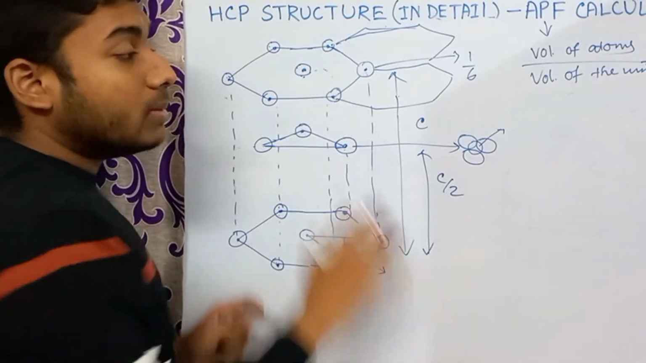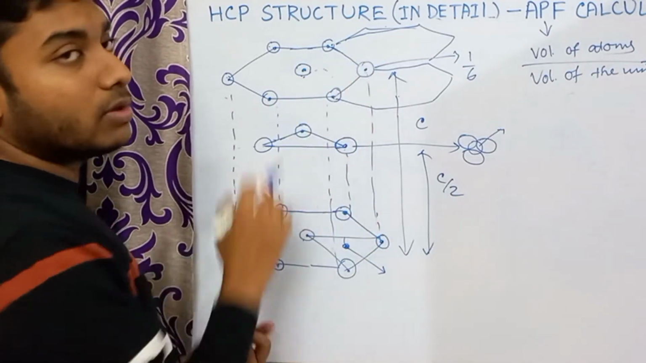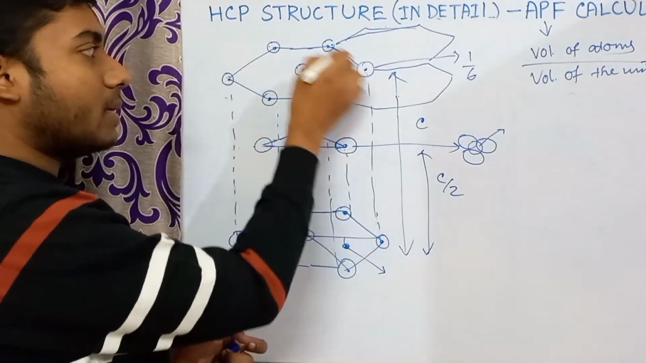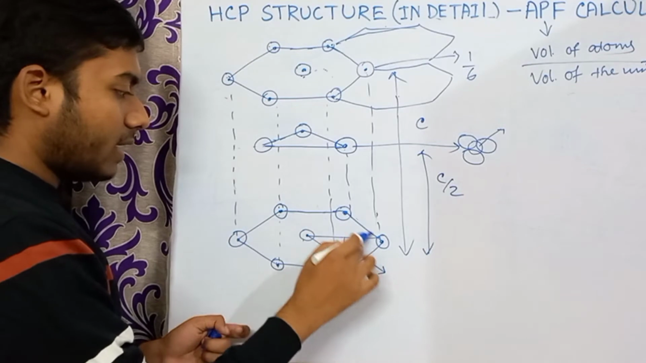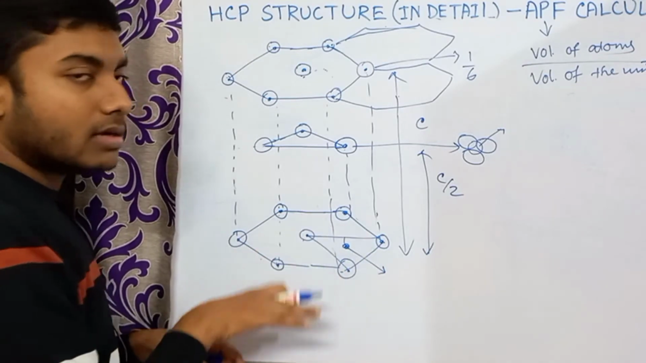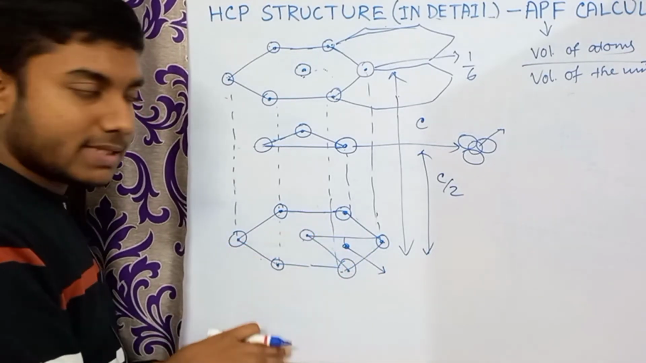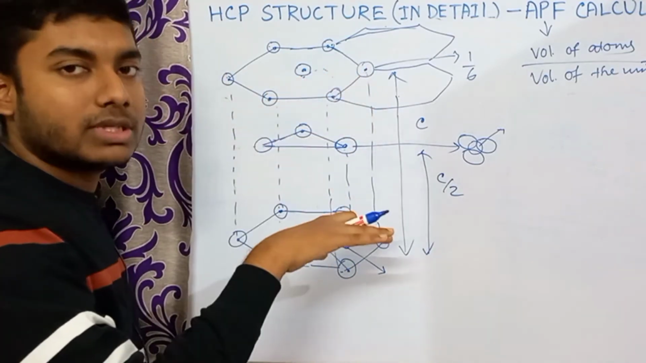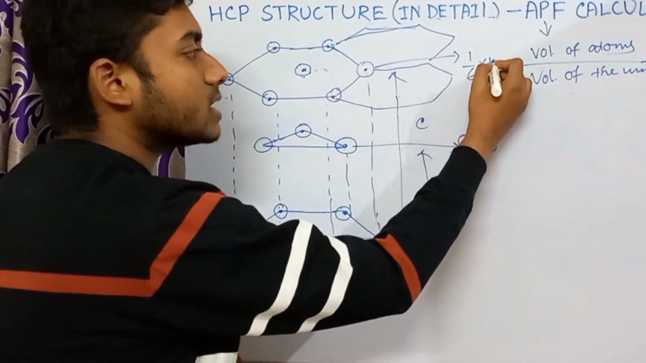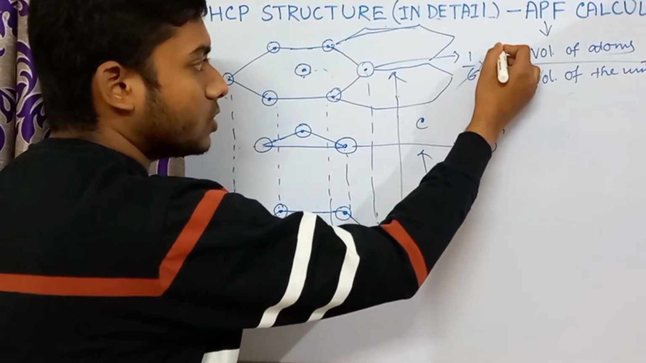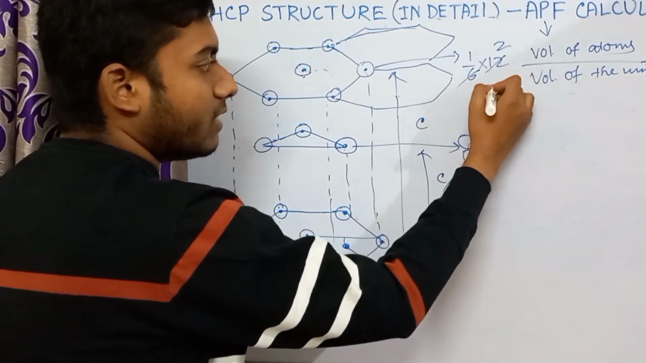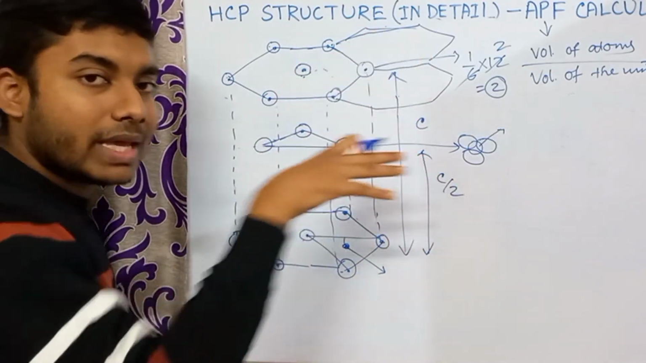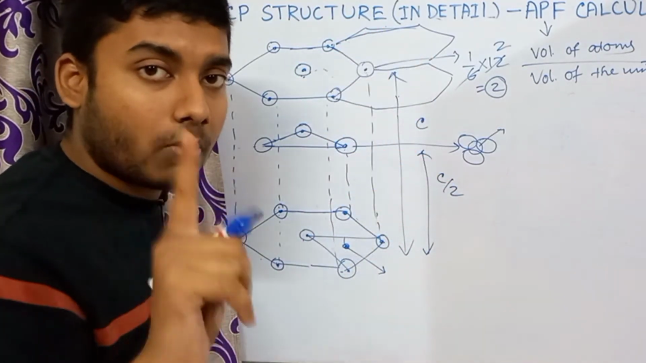Now what will be the total number of atoms of this type? Here it is 6 in the upper plane, and the number of atoms like this is 6 in the lower plane, that is in the base. So the total number of atoms like this is 12 in a unit cell. So we just have to multiply by 12 to find the total contribution of this type of atoms for one unit cell.